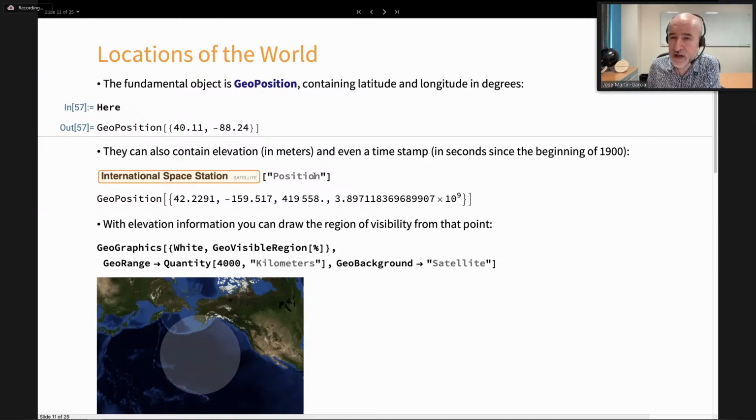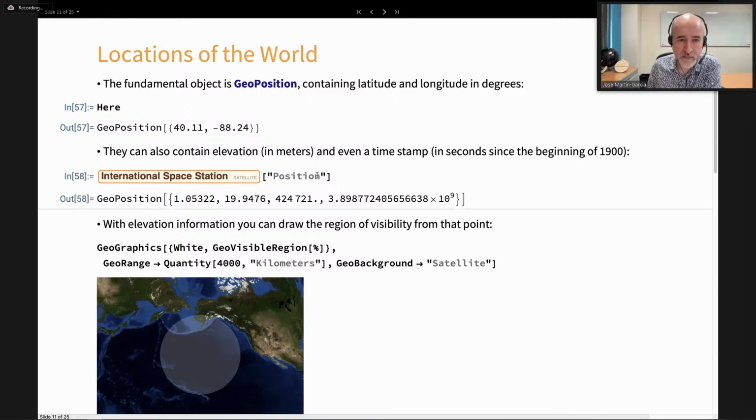We can get positions out of very many of the entities that we were discussing before. For example, some of them depend on time. And this is the current position of the International Space Station. So that's latitude in degrees, longitude in degrees, that's elevation with respect to our default geoellipsoid in meters, and this is a notation for time. It's essentially a number of seconds since 1900. Every time I evaluate this, it will change a little bit because the International Space Station is moving very fast.